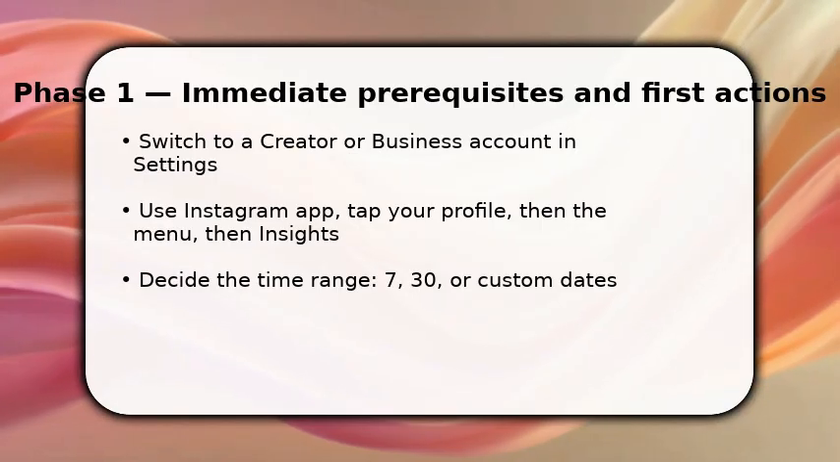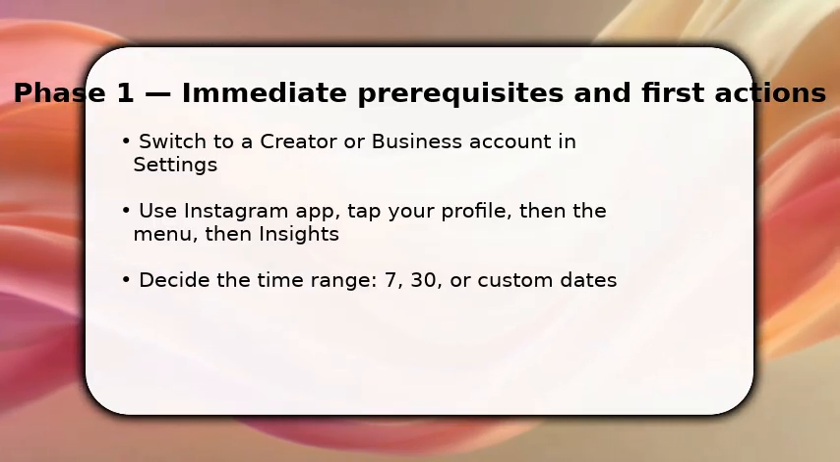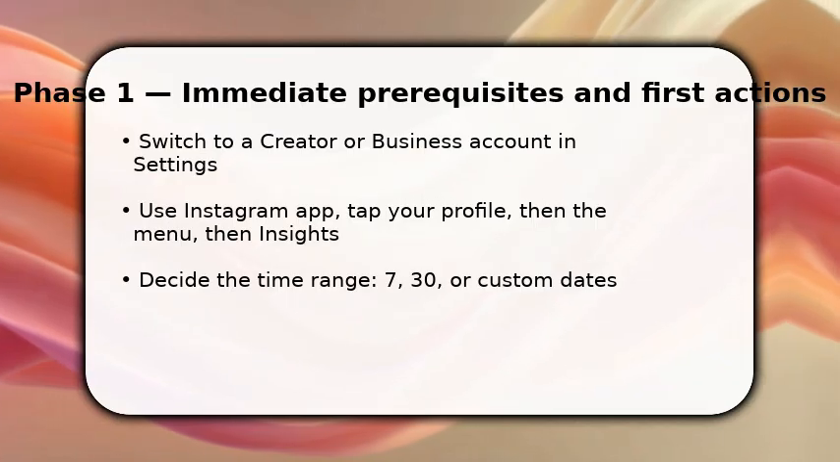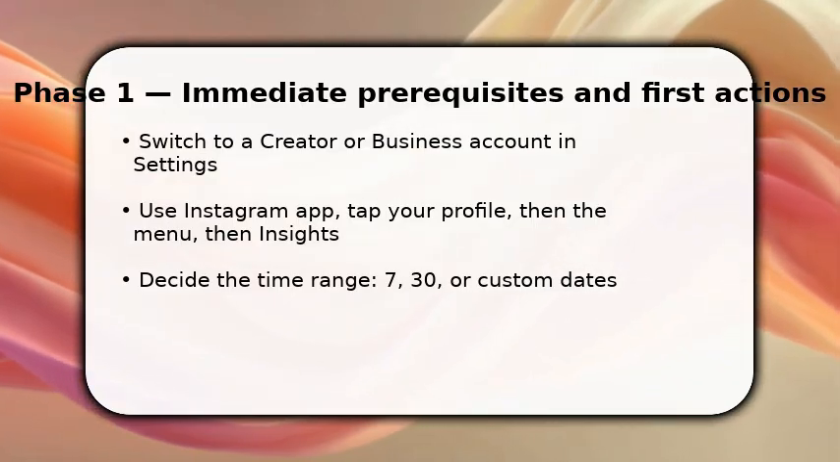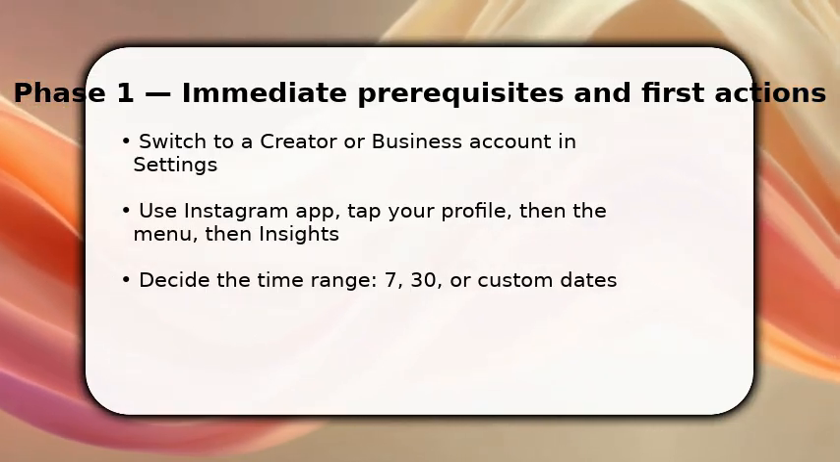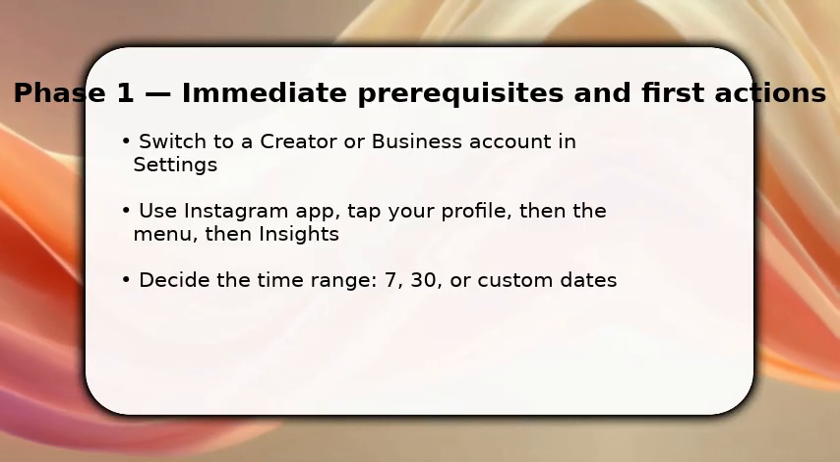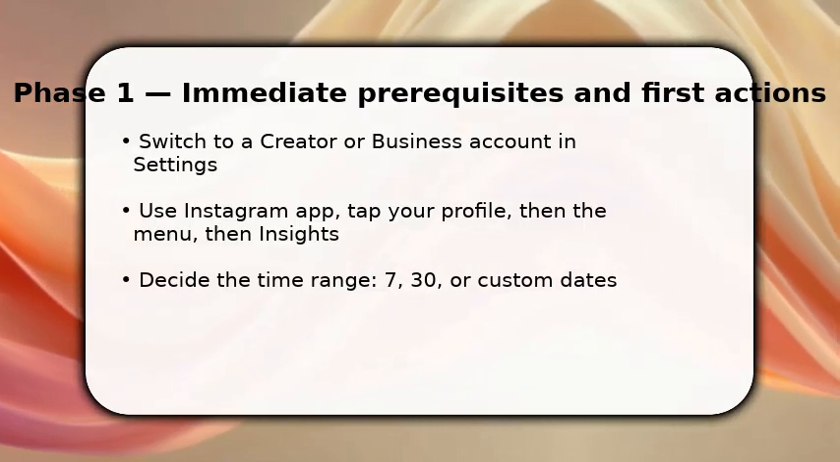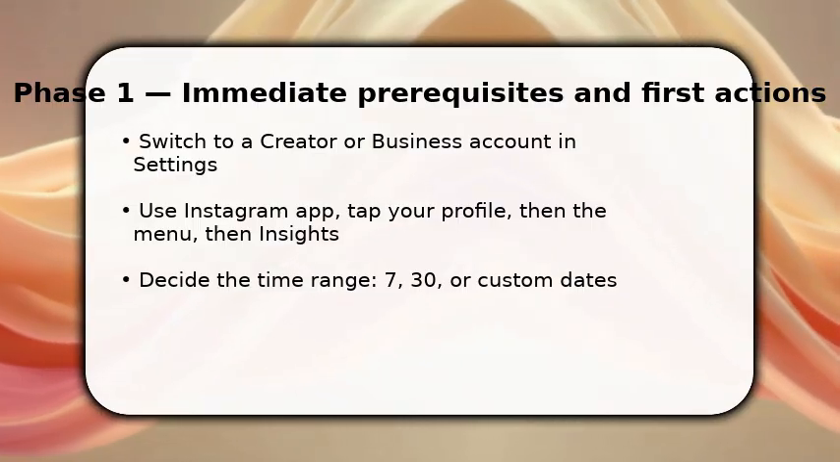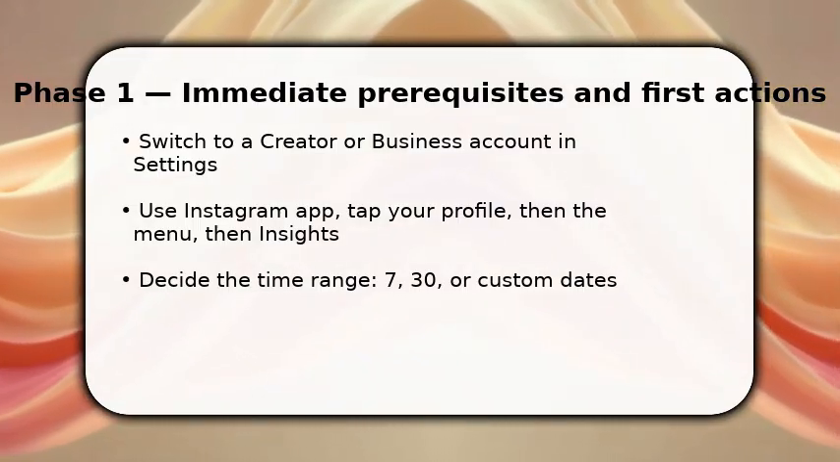You need the right account and the app open. Tap your profile now. Once done, open the menu and select Insights so you can access reach, impressions, and content metrics. Make sure to pick the time range you want, 7, 30, or custom dates, because engagement rate depends on that window. I'll show you which numbers to use and why. This first step unlocks the raw data we'll calculate with, so don't skip it.